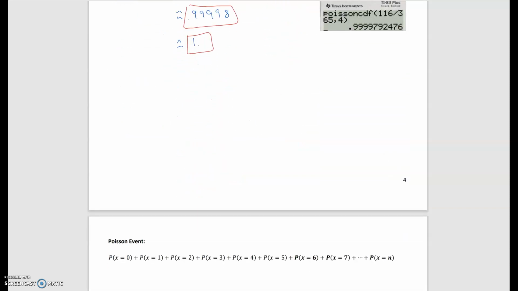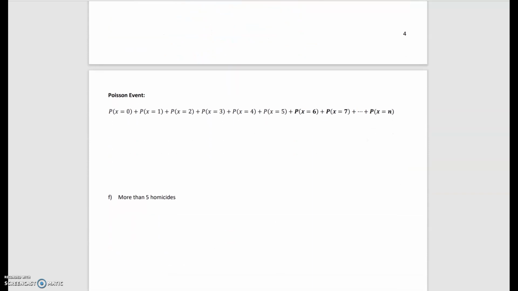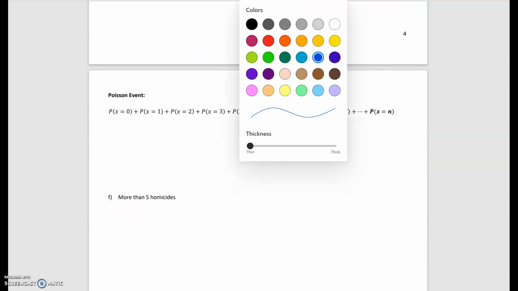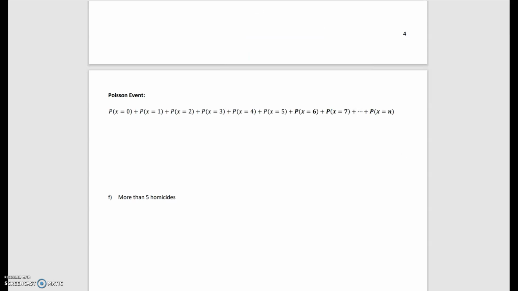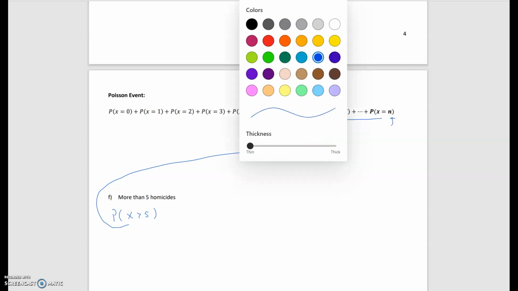Now, let's take a look at another one, which is F. And F is saying more than 5 homicides. So the probability of X is greater than 5. And more than 5 technically means the values of 6, 7, and all the way to n. And technically, we don't have an upper bound.